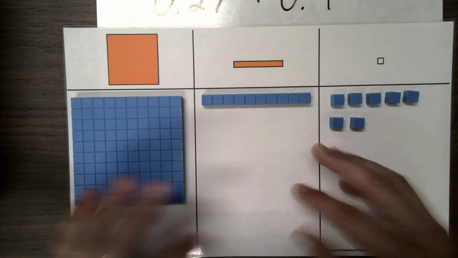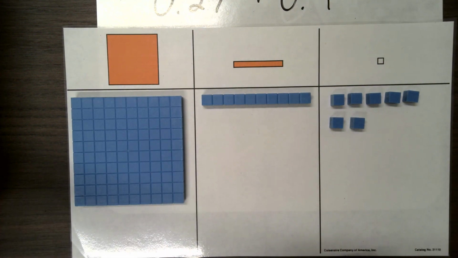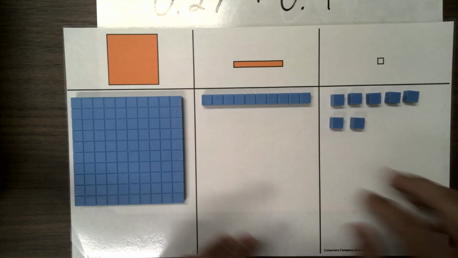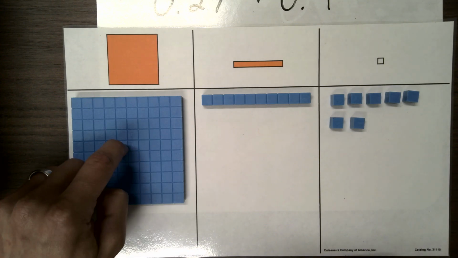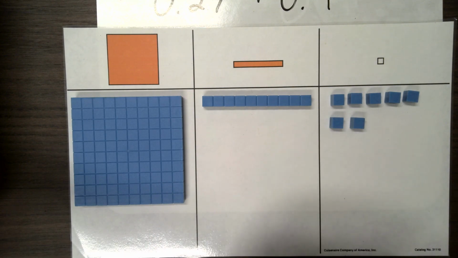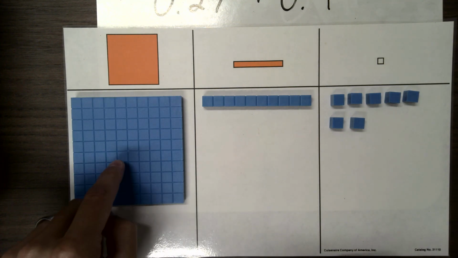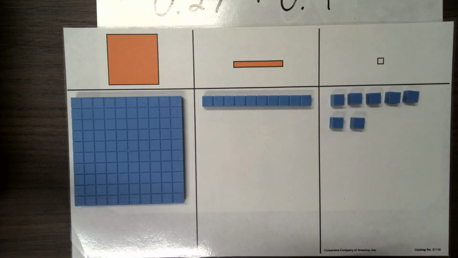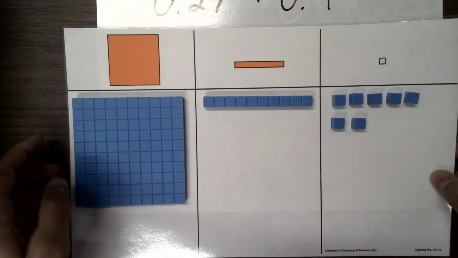Okay, so now I've added those all together. We don't have any place values that have too many pieces. We have 1, and then we have a tenth, and then we have 7 hundredths. So 1 and 17 hundredths. Okay, so that'll be our concrete model.